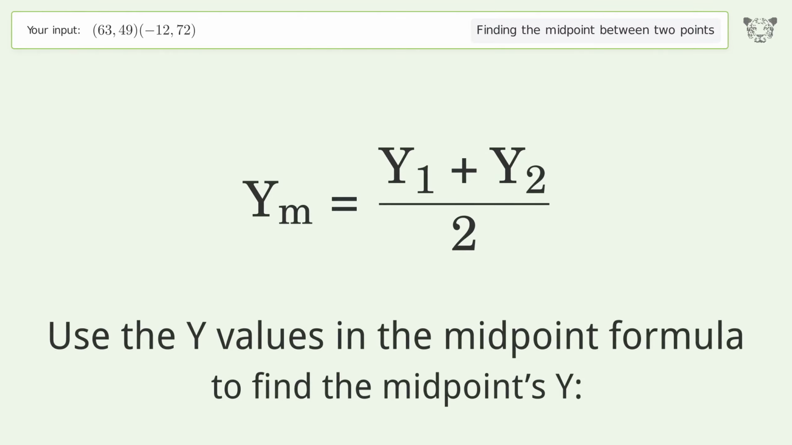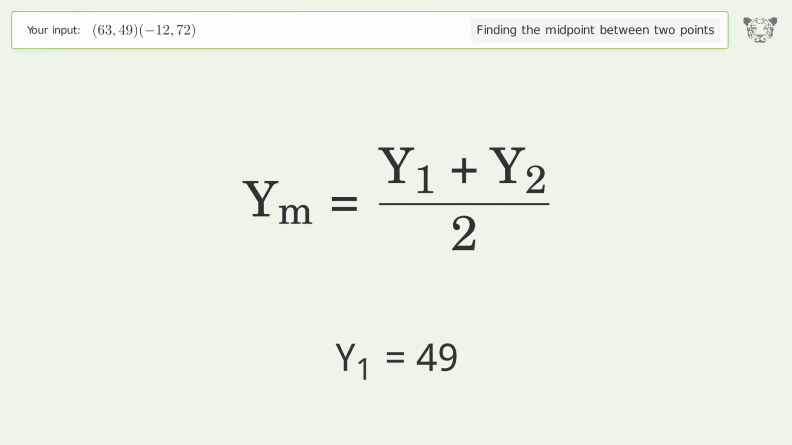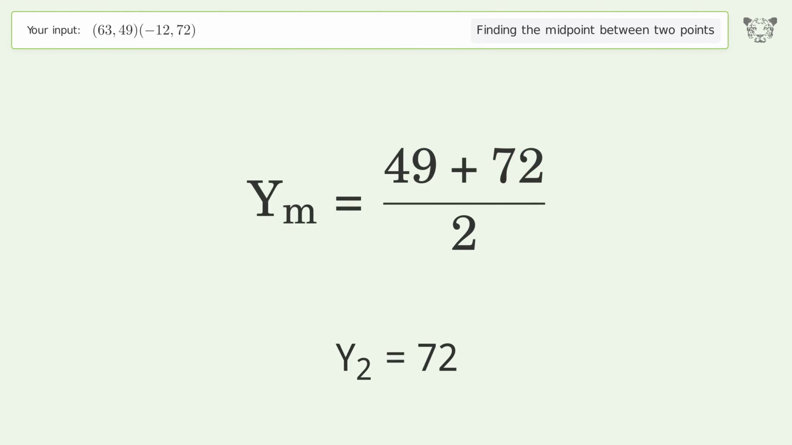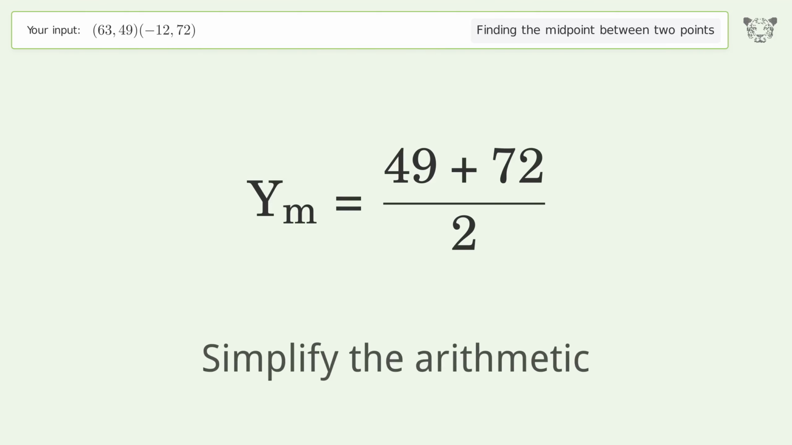Use the y values in the midpoint formula to find the midpoint's y. y1 equals 49. y2 equals 72. Simplify the arithmetic.